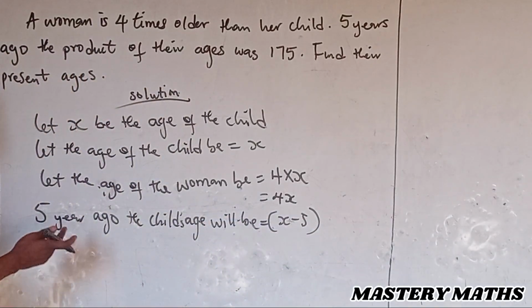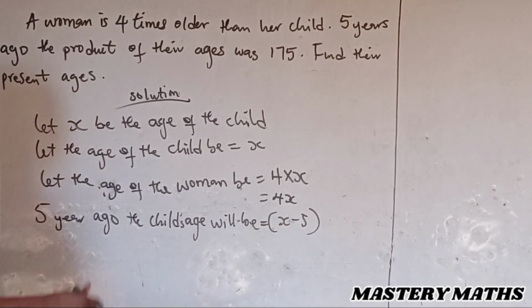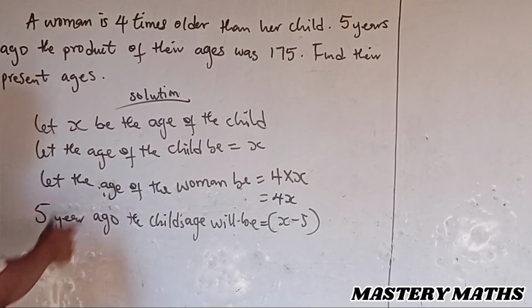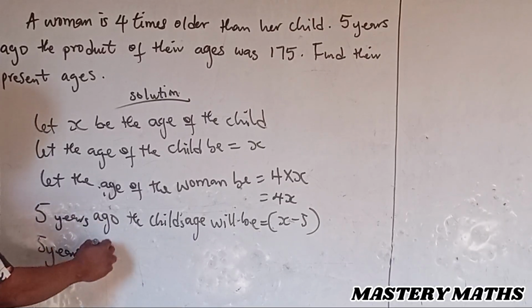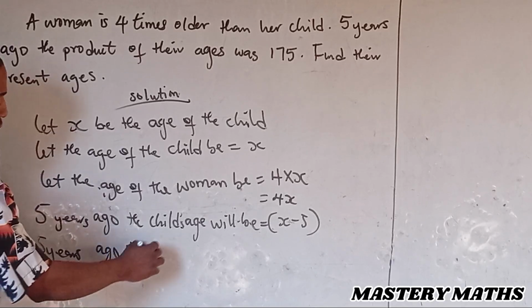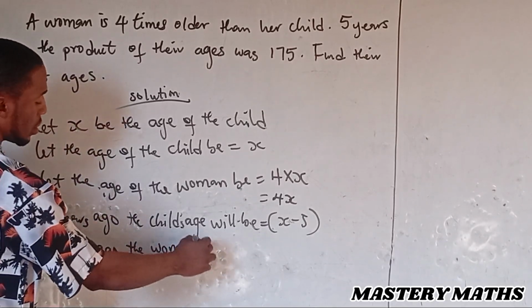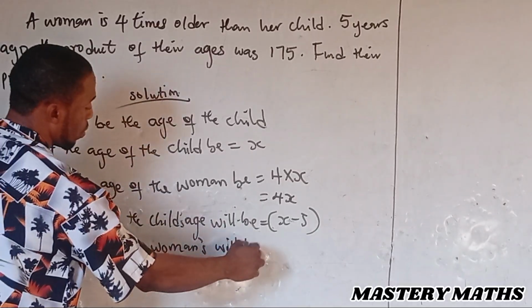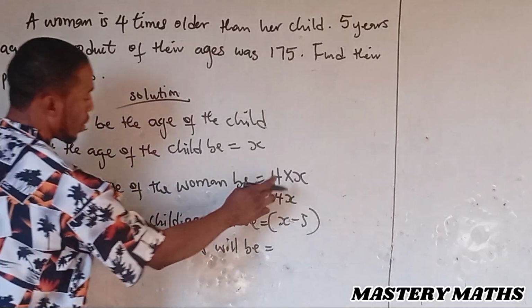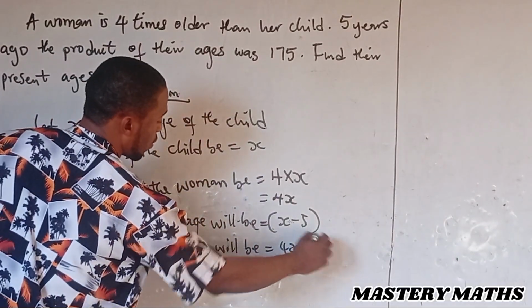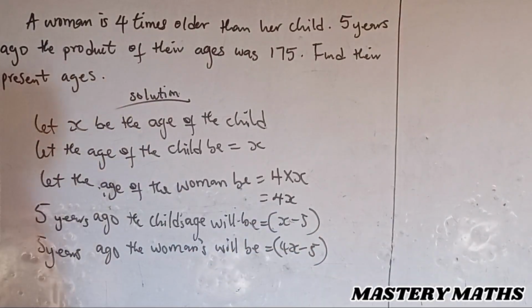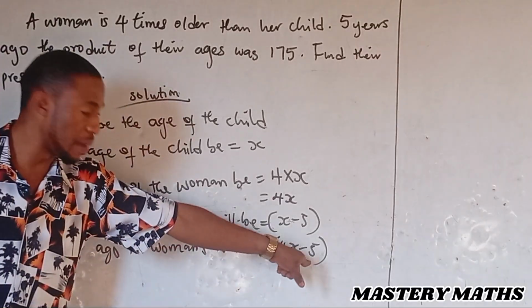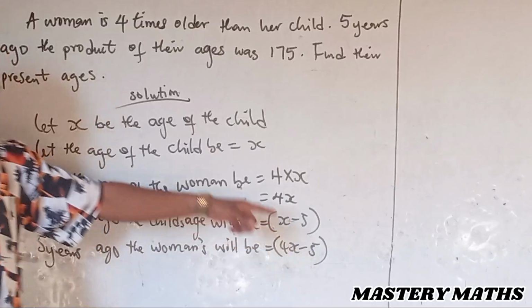Then after you've checked the child's age 5 years ago, you also check the woman's age 5 years ago. So 5 years ago, the woman will be 4X minus 5. This minus 5 means it was 5 years ago. So 5 years ago, the child will be X minus 5, and also 5 years ago, the woman will be 4X minus 5. You see it now?